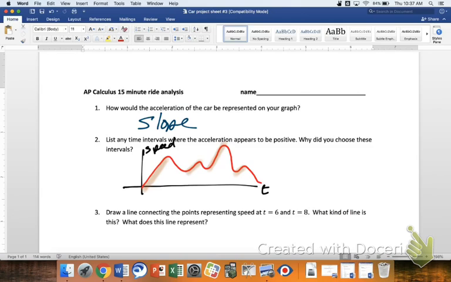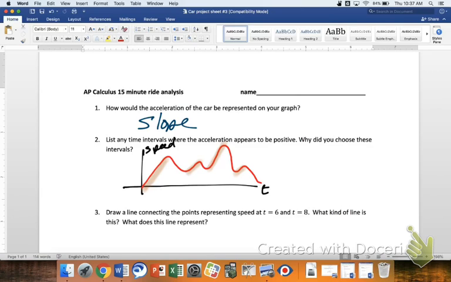You guys okay with number 1 and 2? Those okay? Okay, we're eventually going to funnel this down into something really important. So number 3 says, draw a line connecting the points representing speed at t equals 6 and t equals 8. And so literally just get on your graph and estimate the best you can where those would be.